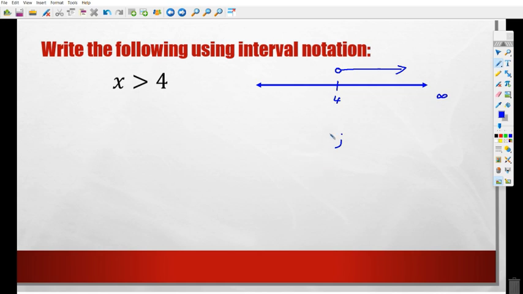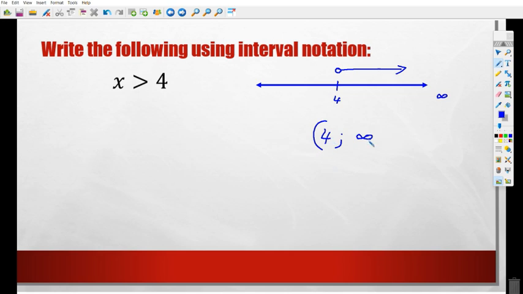So if we look here, we're going to have a little semicolon. On the left hand side, we're going to put the smallest number. From 4 to infinity, which one's the smallest? 4. That goes on the left, and on the right hand side, the biggest number, which is infinity. Now, are we including 4? No, we're not including 4. So we're going to use a curly bracket for 4.